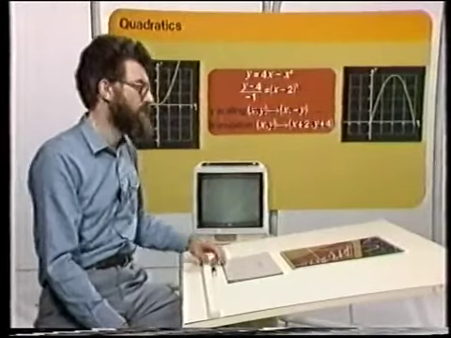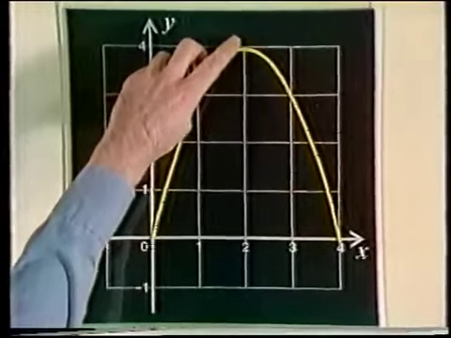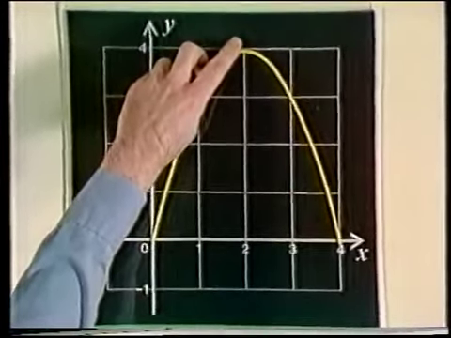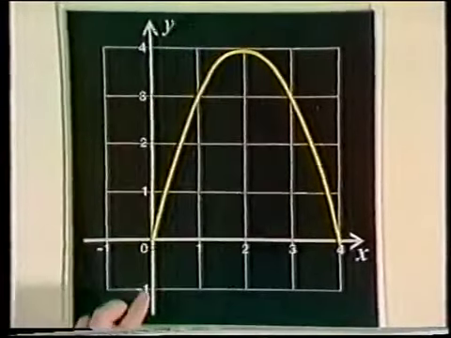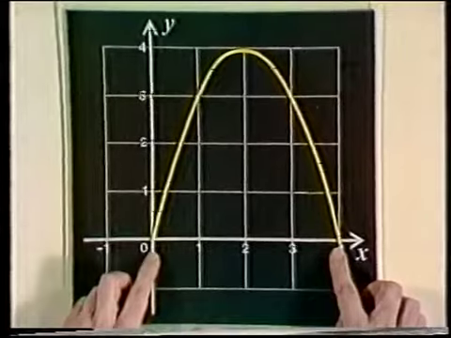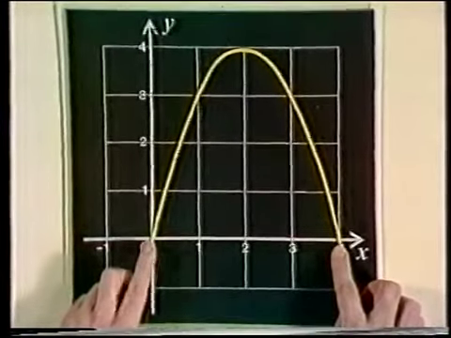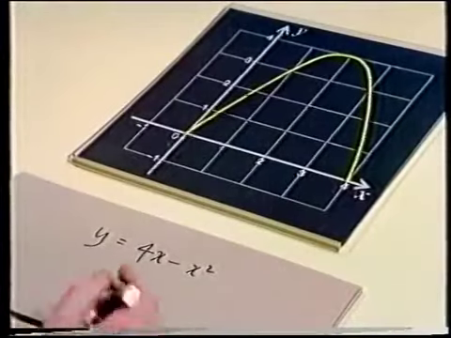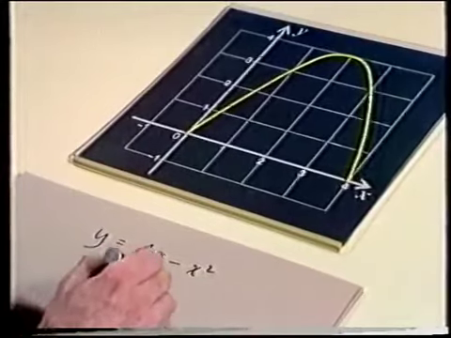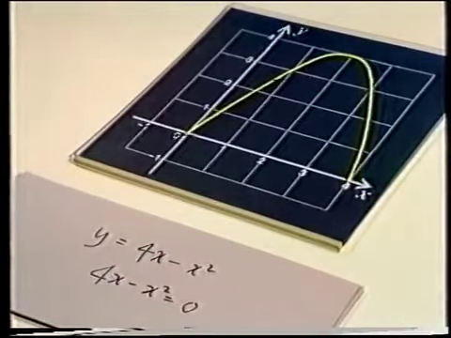And from the graph, we can spot a number of features of our function. We can see at once the maximum value of the function. And in this case, the maximum lies above the x-axis. And this means that the curve must cross the x-axis twice. And so 4x minus x squared equals 0 for x equal to these two values. We say that the corresponding equation, 4x minus x squared equals 0, has two solutions.